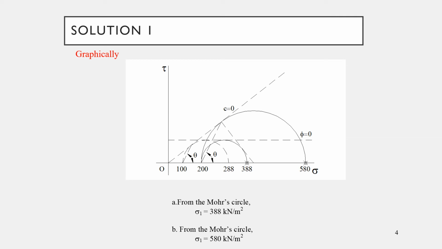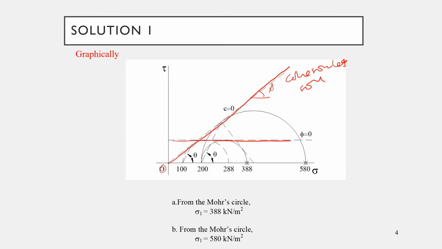In which you will see that there are two failure lines here. This is the failure line representing the cohesionless soil, because C is equal to 0 here, and it only has a friction angle here.